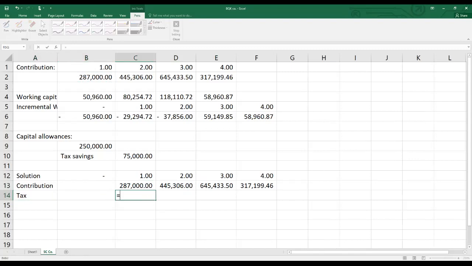Would it be equal to, therefore, 30% of the profit or the contribution above there? But don't forget, this is cash outflow. Therefore, I begin my formula with a negative. Okay, therefore, we've got the tax for year one. You can do so for the entire 4 years.